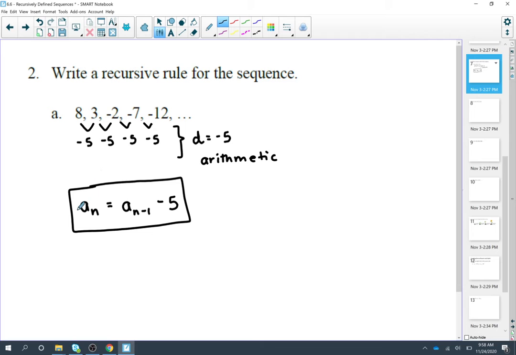Okay, so the number you're trying to find, let's say I'm trying to find the second number in the pattern. So if I had my table here, this is the first number, this is the second number. If I'm trying to find the second number in the pattern, you take the first number in the pattern, which is 8, and you minus 5, which gets you 3. And then you minus 5, which gets you negative 2, etc.